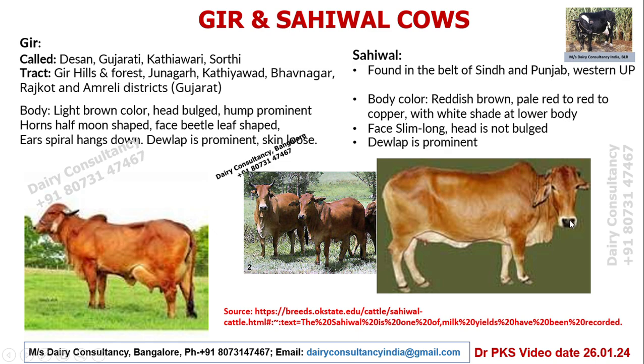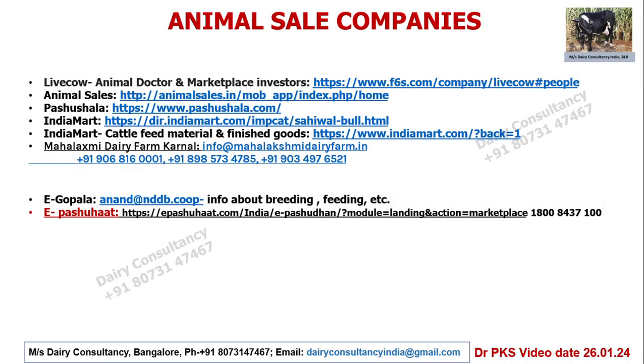Come to the Sahiwal, you will find the color is reddish brown, pale, or sometimes copper color. White shades you will find at the lower part of the body. You will find white shades that go whiter when it reaches the legs. And you look at the face. The face is very slim and long, which was not there in Gir, right? So the face is long, not bulged, it is a flat face, and the dewlap here is also very prominent. So these are the things we wanted to tell you.